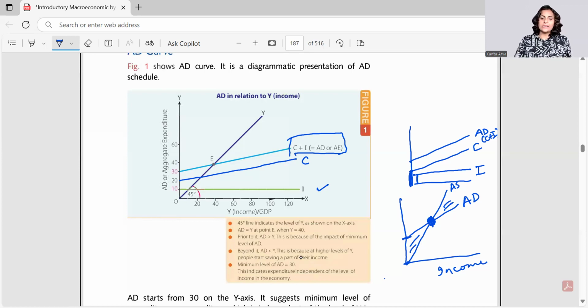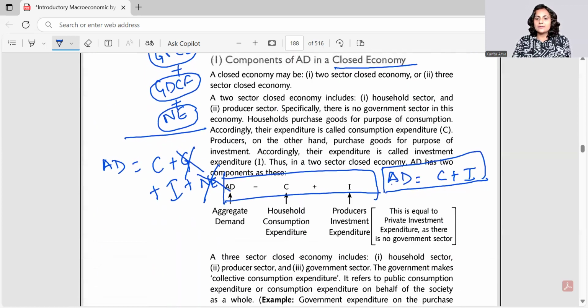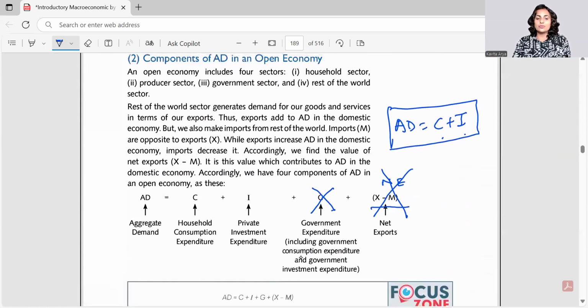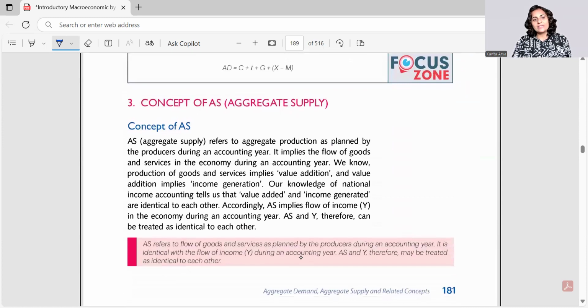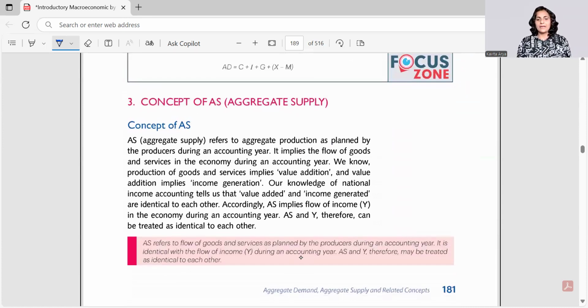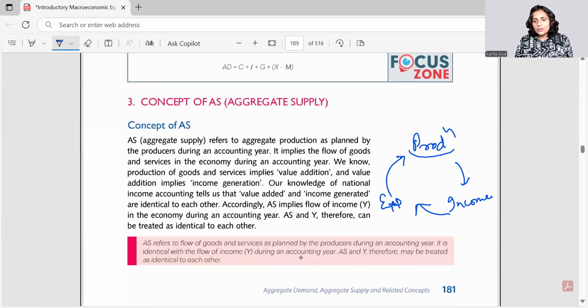So this is AD, and now we have got to know that AD is made up of C and I when it comes to a closed economy, which is required to be understood by us. Now let's talk about the concept of AS, aggregate supply. I want all of you to be back again on the basic concept of the circular model of national income, that production leads to income generation and income leads to expenditure, and hence this is how the money keeps on moving in a circle. And here the biggest assumption was whatever is produced in the economy, the same level of incomes will be generated and the same level of expenditure would happen in the economy.